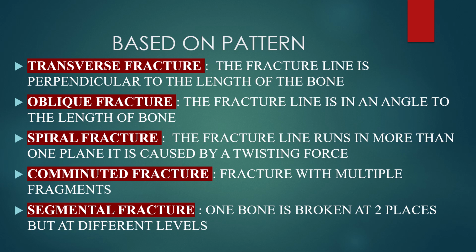Second one will be oblique fracture. The fracture line will be angulated in a slanting position. They are also caused by a bending type of force. Third one will be spiral fracture. In this type of fracture, the fracture line will run in more than one plane. The fracture will resemble a staircase or a corkscrew.